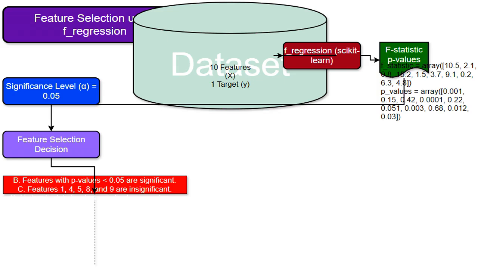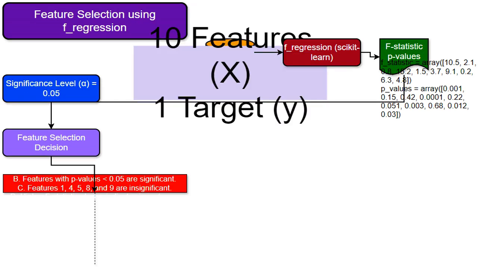I am working with a dataset. It has 10 features, which we can think of as different characteristics or measurements, and one target variable, what we're trying to predict. The dataset contains 10 features, labeled x sub 1 through x sub 10, and a single target variable, y. Think of it as having 10 different pieces of information to help predict a single outcome.